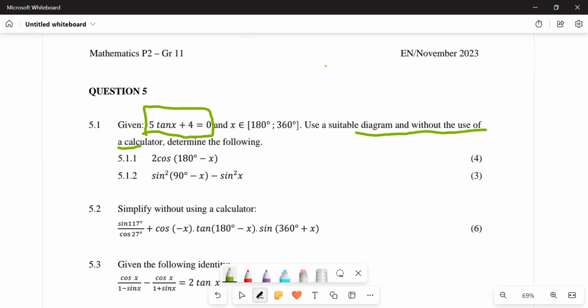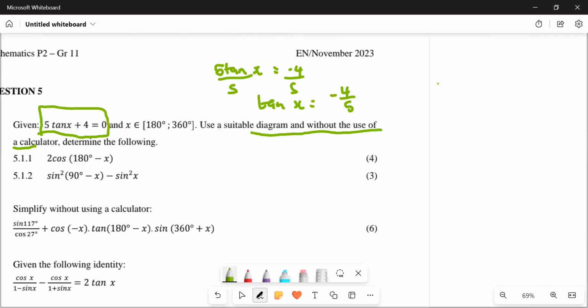So if you make the trig ratio to be the subject, you're going to have 5 tan x, which is going to be minus 4. And then you divide by 5, you divide by 5, and then you say the tan of x is going to be equal to minus 4 all over 5. And then, since you're going to be using a right angle triangle, you're going to go to the Cartesian plane.